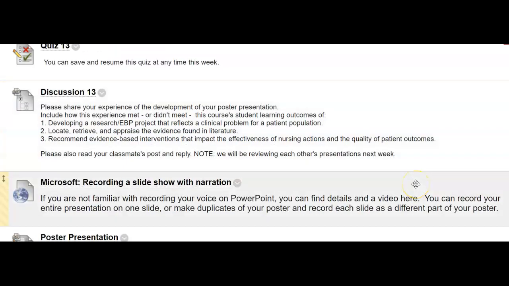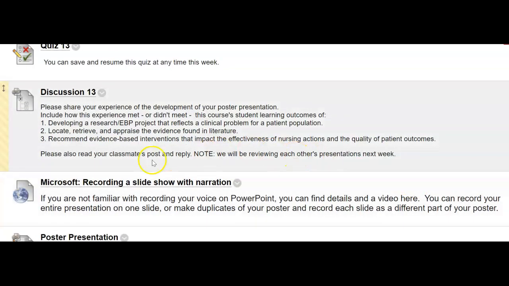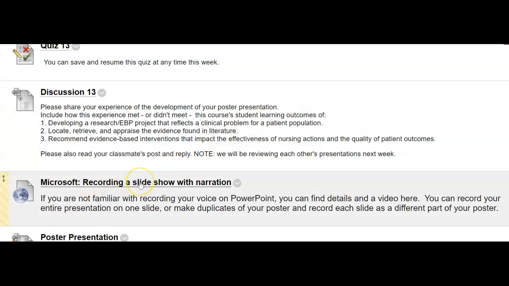Please make sure you respond to your peer. There is information, if you're not familiar already, on doing a voiceover PowerPoint, and this is the section that you're going to upload your poster presentation.